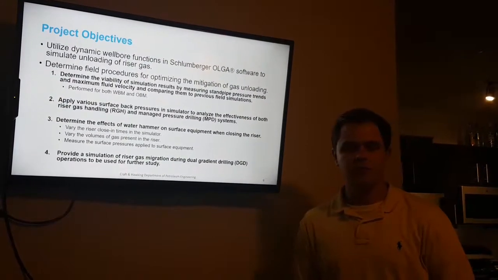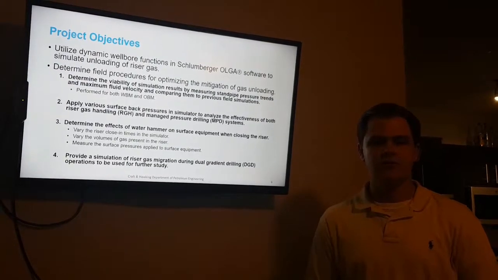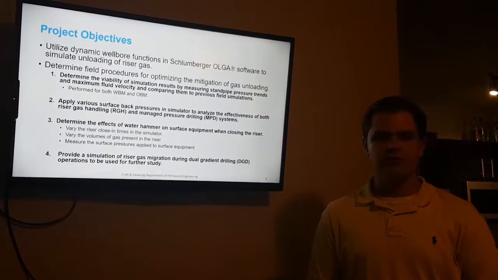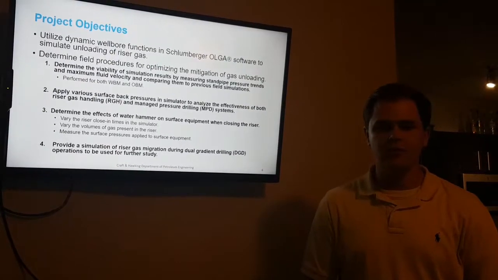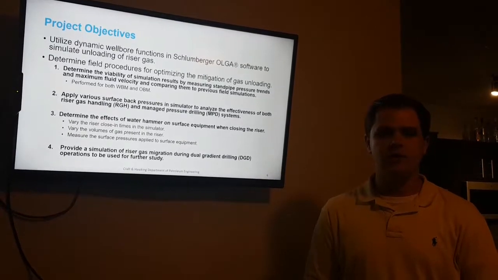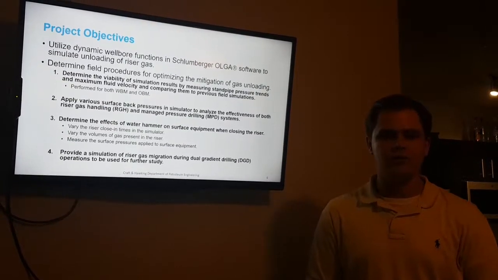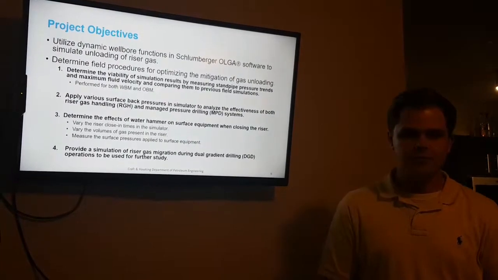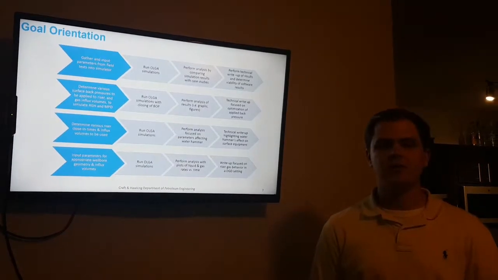And the fourth aspect will be to provide a simulation of riser gas migration during dual gradient drilling operations to be used for further study, as dual gradient drilling is one of the most commonly used methods nowadays in offshore drilling, as the mud windows are getting continually smaller and smaller as wells are having to be drilled deeper offshore. Four aspects that I just mentioned.